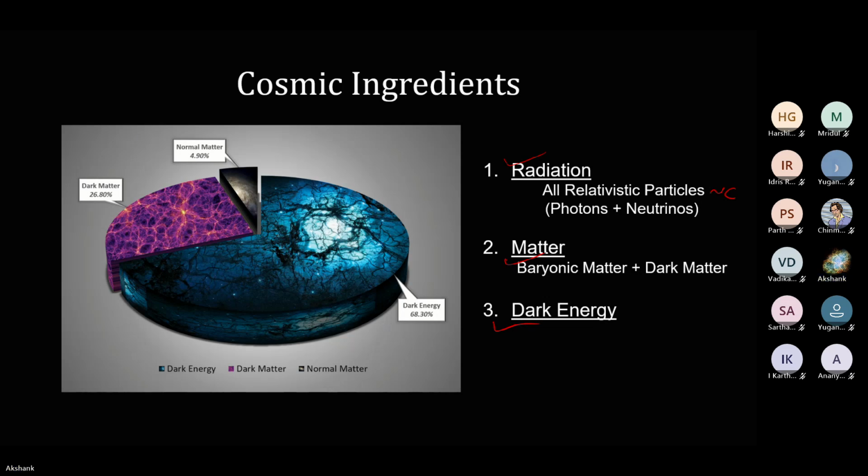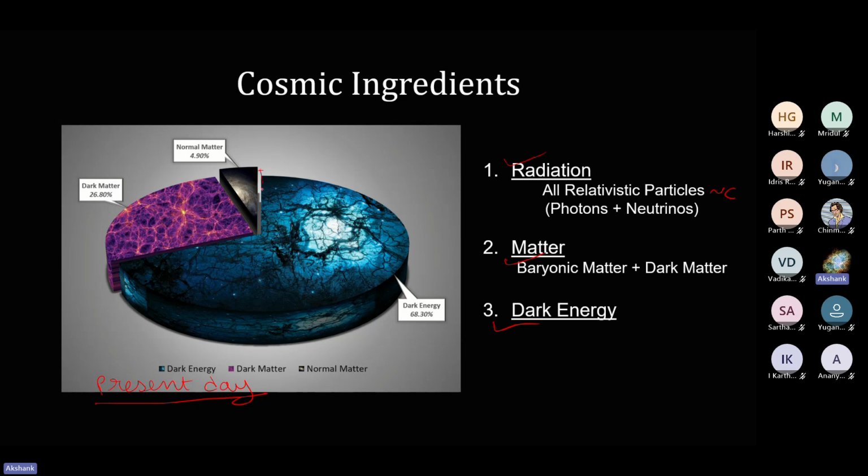Now, an important thing to remember is this energy pie chart is defined for the present day. So in the present or current universe, this is how the energy density looks. But in the past, this could have been very, very different. And it was. Okay.